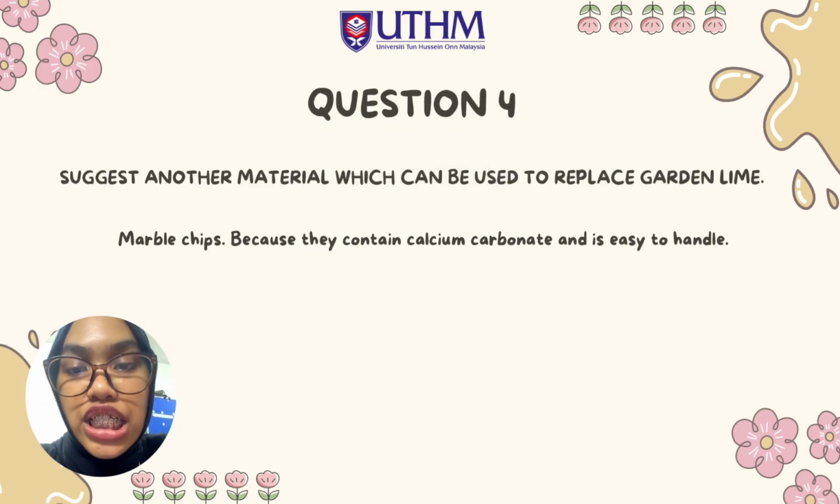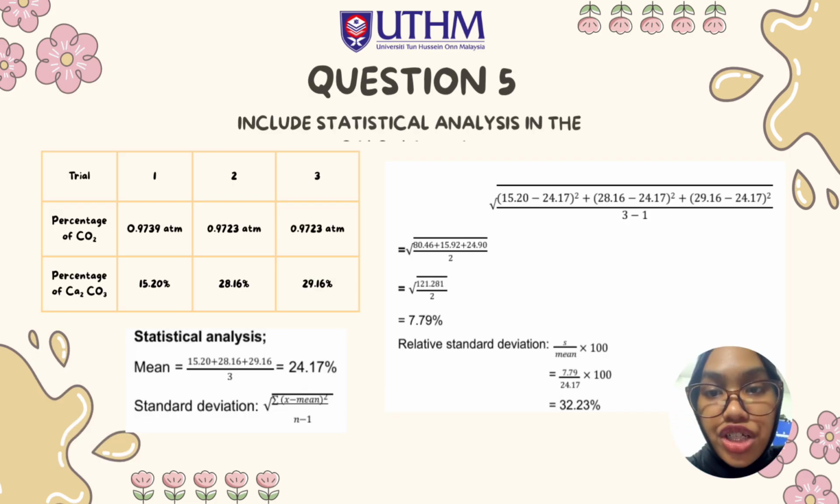Question 4. Suggest another material which can be used to replace garden lime. We suggest marble chips because they contain calcium carbonate and it is easy to handle. Question 5. Include statistical analysis in the calculation.